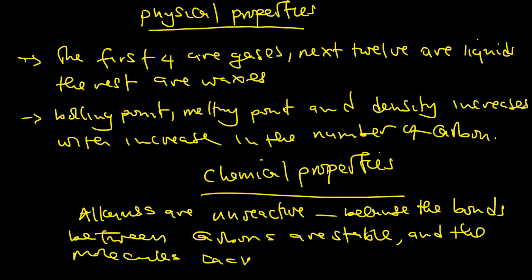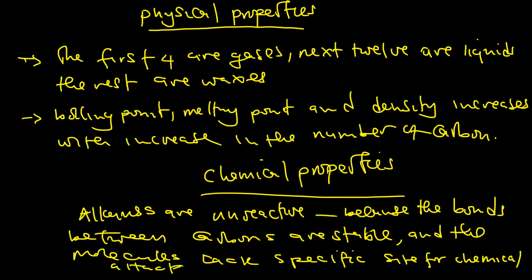Molecules lack specific sites for chemical attack. So alkanes are unreactive because the bonds between carbon are stable. So when you ask why alkanes are unreactive, it is because the bonds between carbon are stable, and of course the molecules lack specific sites for chemical attack. So take note of that.